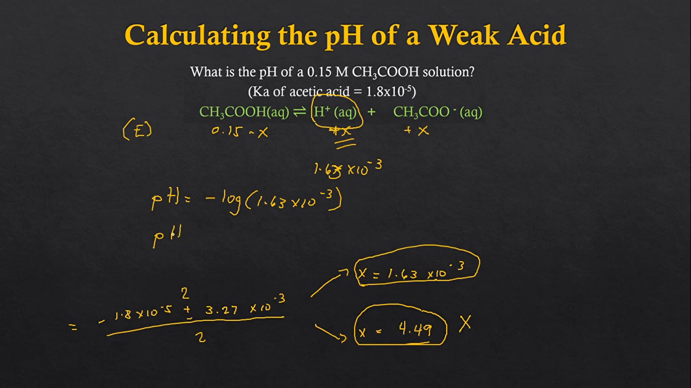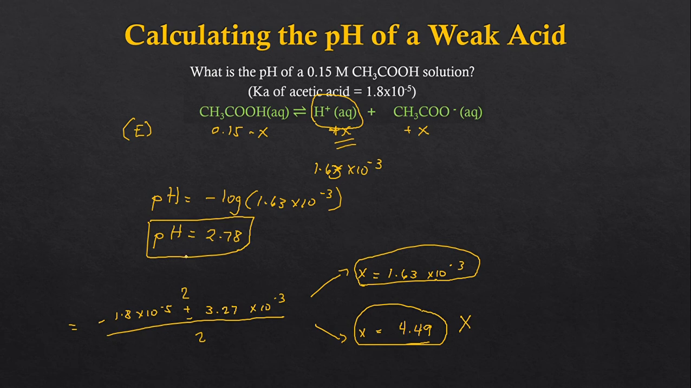So, pH now is equal to, ano kalalabas sa pH niyan? Negative logarithm of 1.63 times 10 to the negative 3. So, our pH now is 2.78. So, yun. Medyo complicated lang talaga siya kasi gagamit tayo ng ice table and gagamit na rin tayo ng quadratic equation. Okay, to solve for the pH of a weak acid.